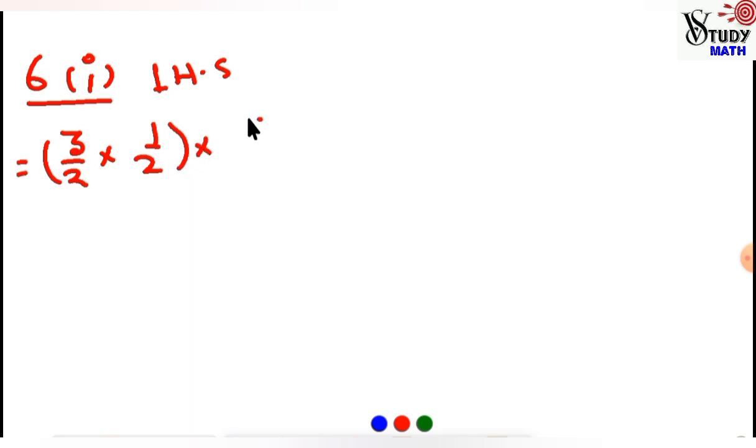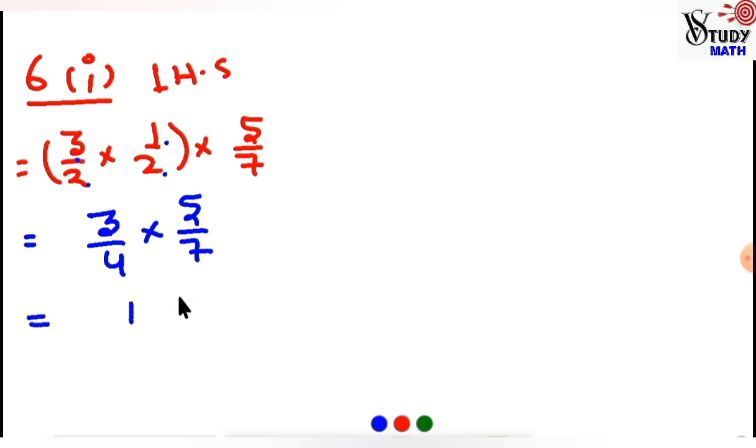multiply 5 by 7. So according to BODMAS, first we are going to solve the small bracket. So 3 going to multiply 3 and 2 going to multiply 2, so that becomes 3 by 4. Now 3 by 4 into 5 upon 7, so 3 fives are 15 and 4 sevens are 28. So this is the solution of the left hand side.